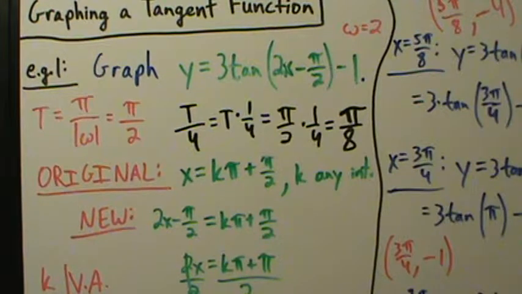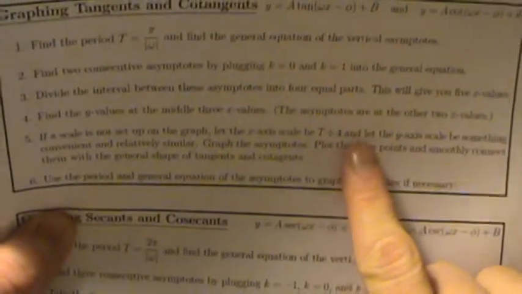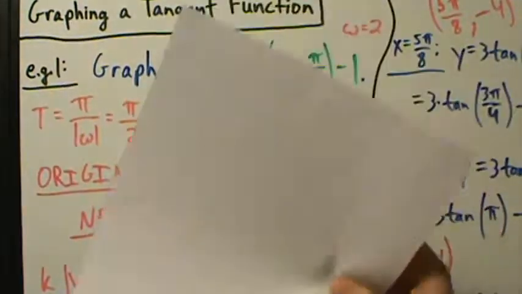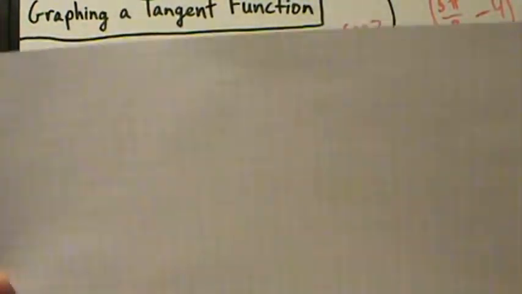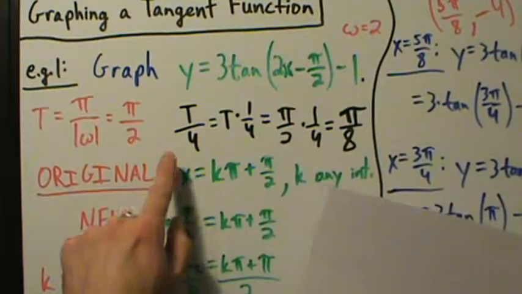And we'll talk about why, and we'll see how when we start graphing it. So what do we mean by x-axis scale? What we were saying was let the x-axis scale be t divided by 4. So if we have our little graph paper here with the grids on them, let each grid mark in the x direction be pi over 8 units, in this case pi over 8. So in general, take t divided by 4, and each grid mark will be whatever that value is.